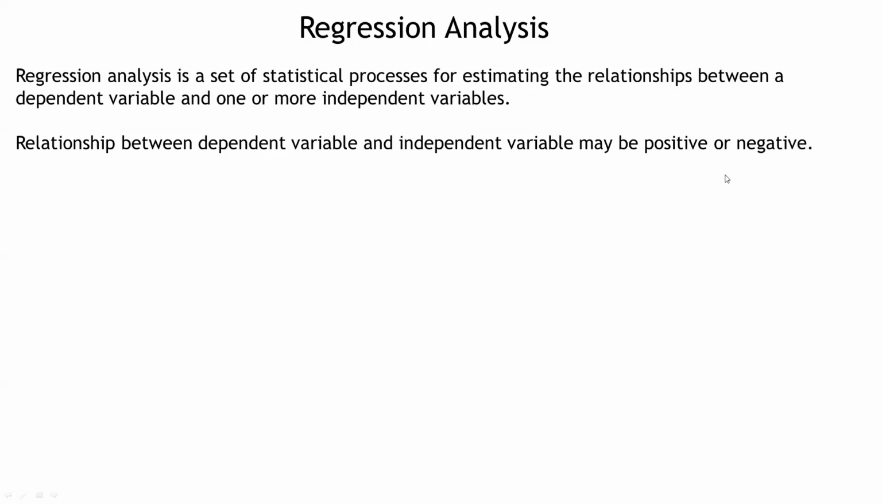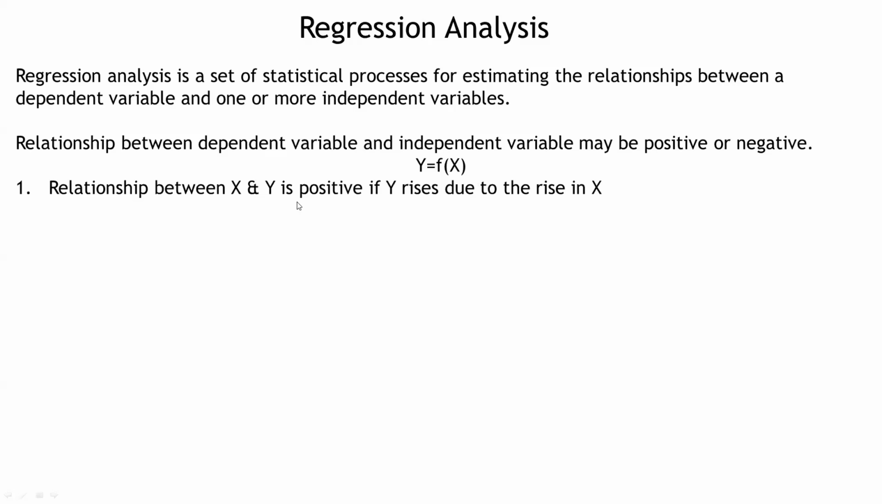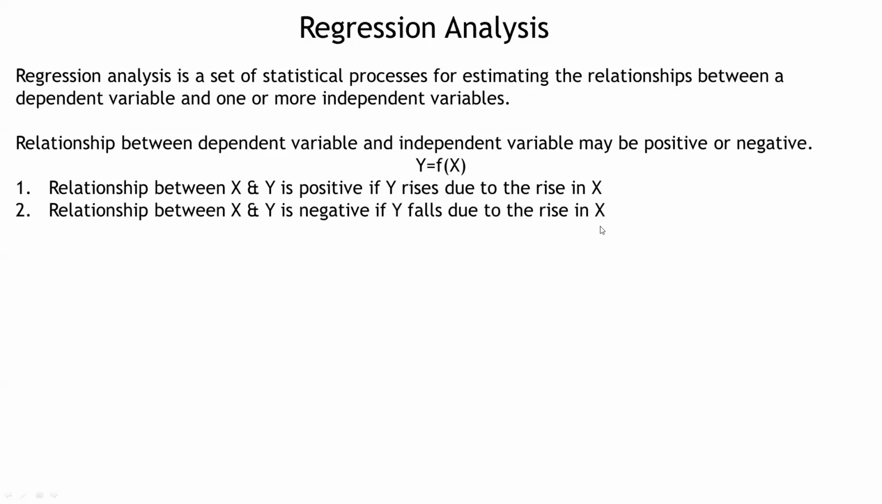For example, if y is a function of x, where y is dependent variable and x is independent variable, y may rise due to the rise in x. In this case, the relationship between x and y is positive. On the other hand, y may fall due to the rise in x. In this case, the relationship between x and y is negative. Regression analysis helps us determine the nature of this relationship.